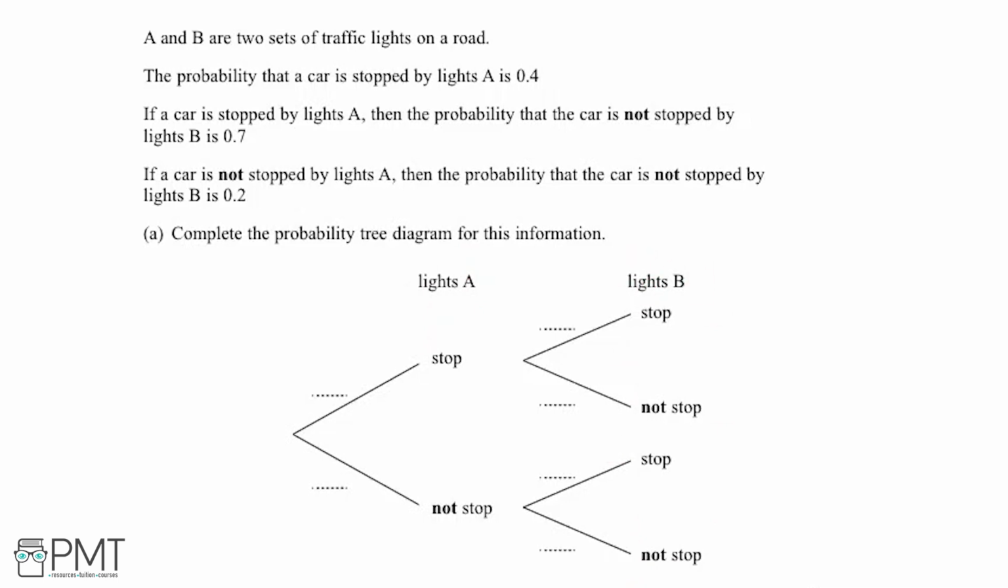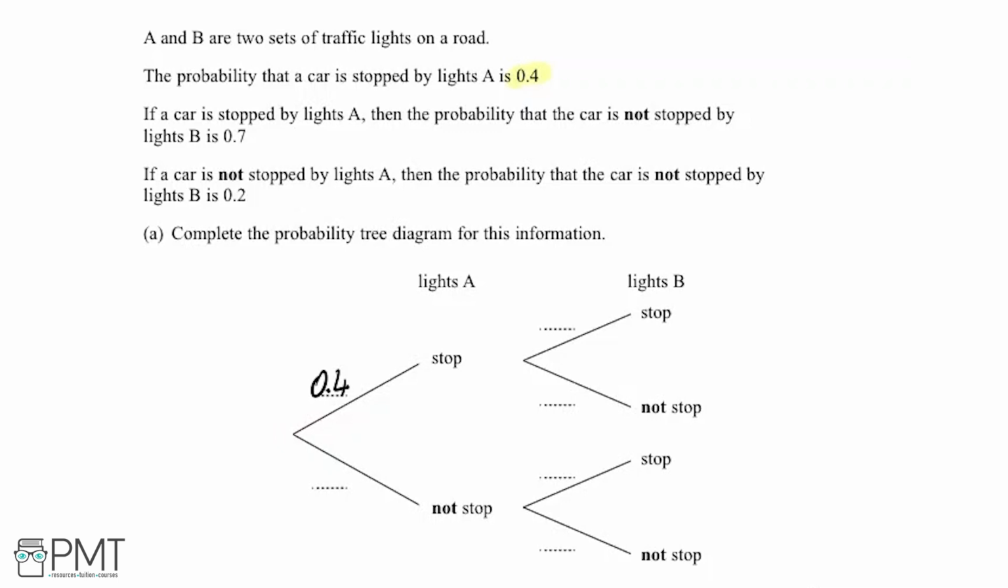So the probability that a car is stopped by lights A is 0.4. On the tree diagram, we've got lights A here, and here's stop. So here's where we're going to put the probability. The probability that the car is stopped by lights A is 0.4, so that goes on this branch of the tree.